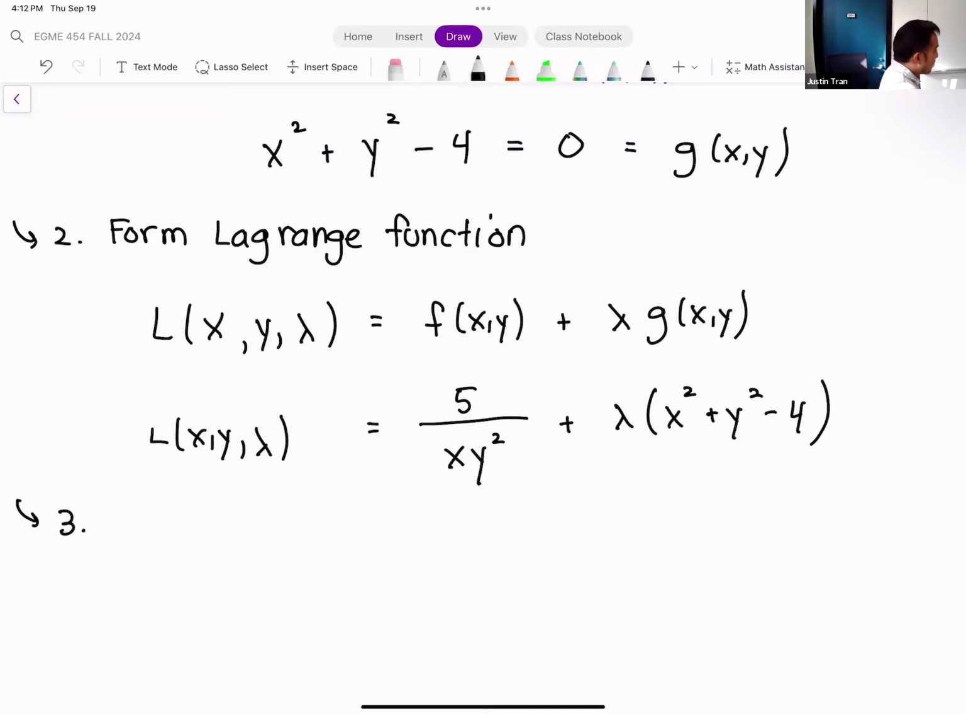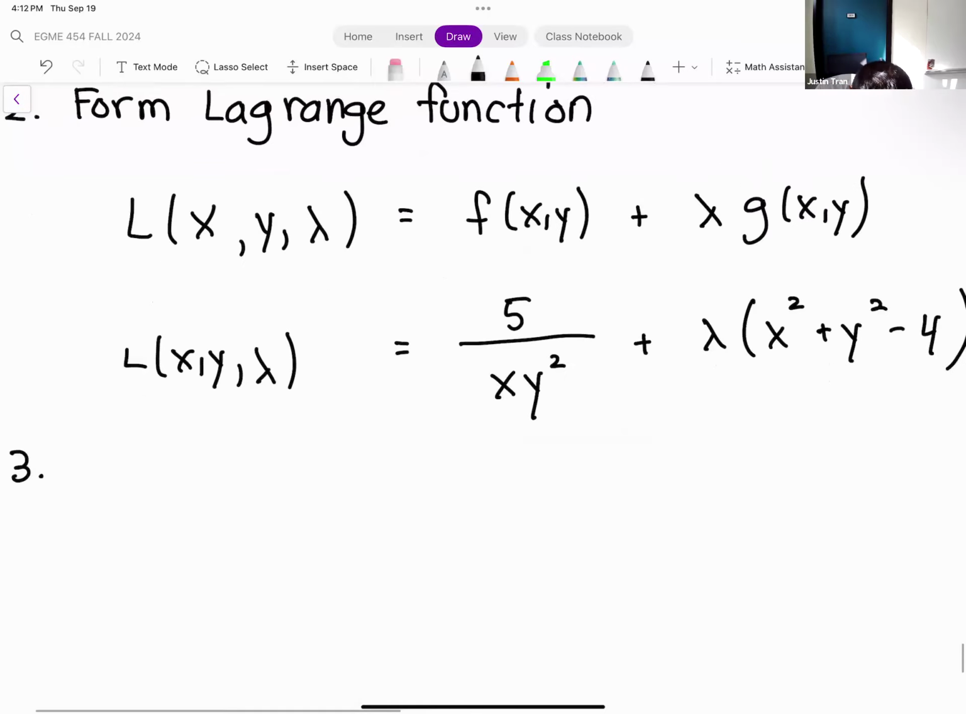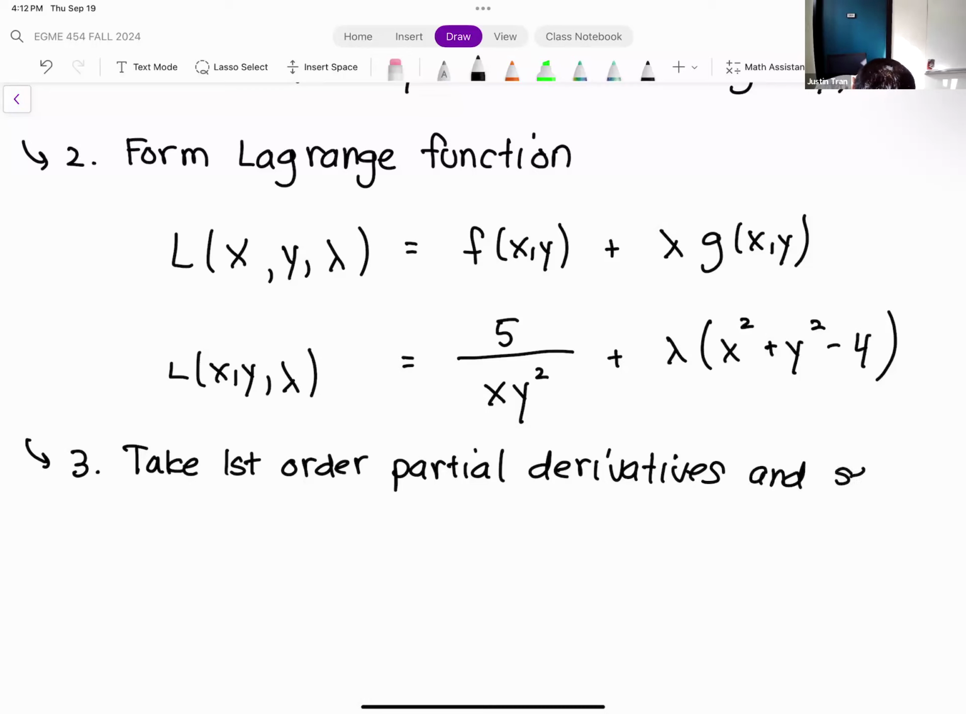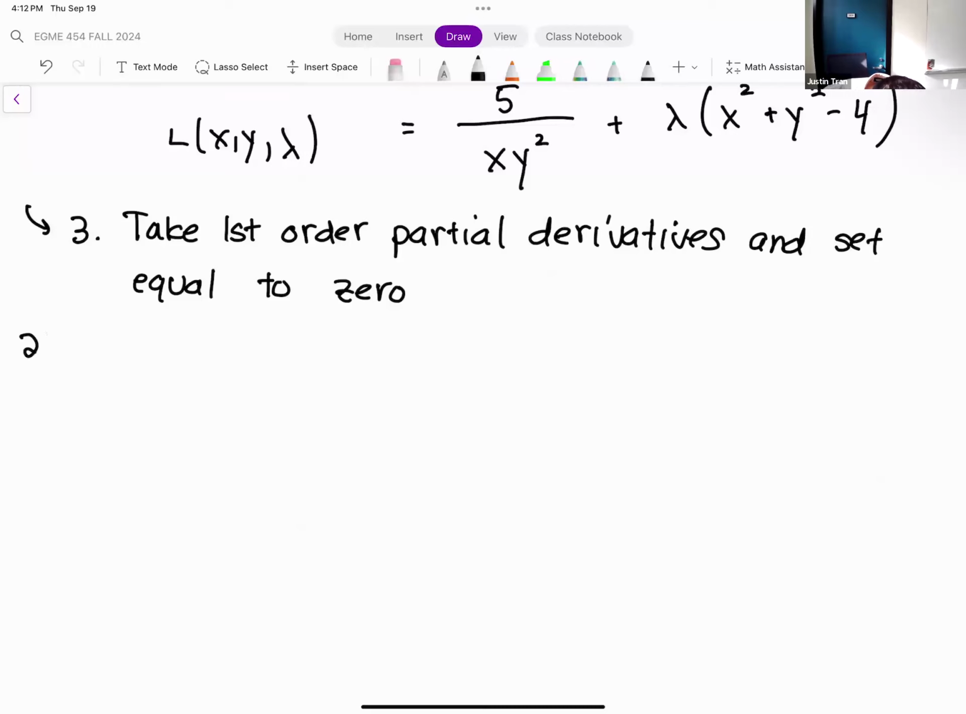All right, step three. Step three is we're going to take our first order partial derivatives of this. So we're going to take the first order partial derivatives and then set them equal to 0. Okay. So we're going to have three derivatives to take in this case. And so we have the derivative of L with respect to x, the derivative of L with respect to y, and the derivative of L with respect to lambda. Okay, first we have partial L, partial x.